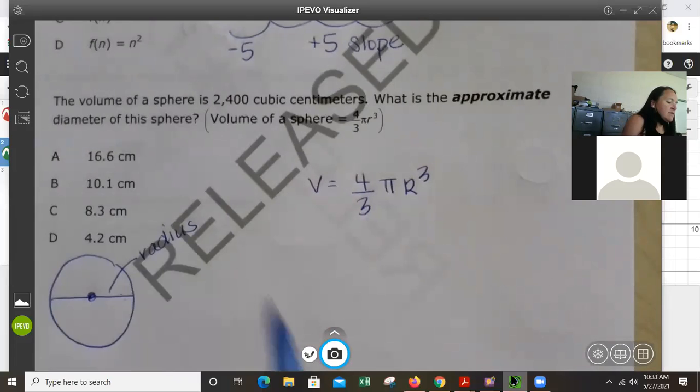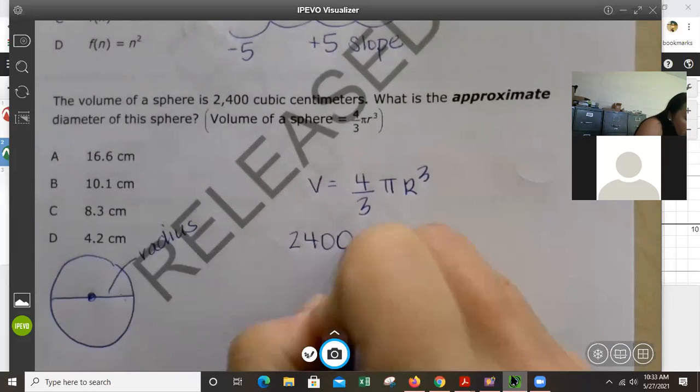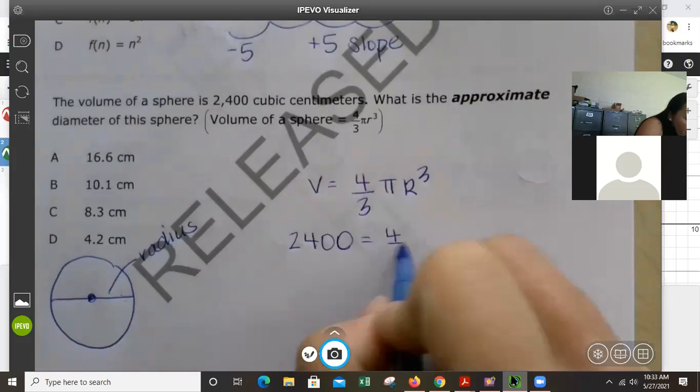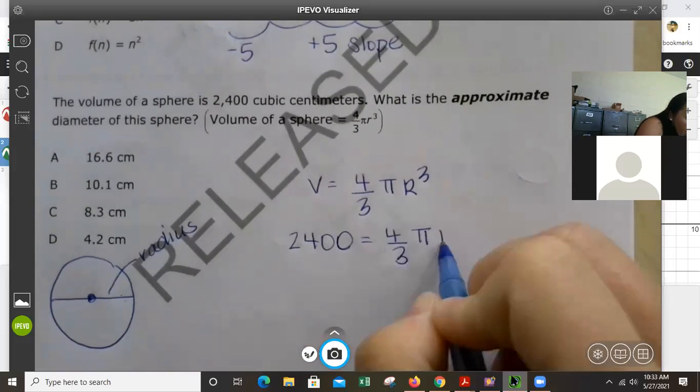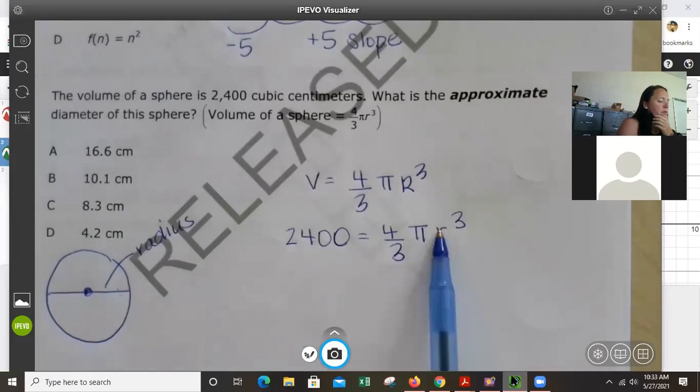Okay. So it tells us the volume is 2,400. Remember, you can do this on Desmos. It will take you a little while because that number is 2,400 and that's a big number, okay? What else could I do? How do I get R by itself? Because that's the only thing I have left. That's what I'm solving for. What do I need to get rid of if I'm solving for R?